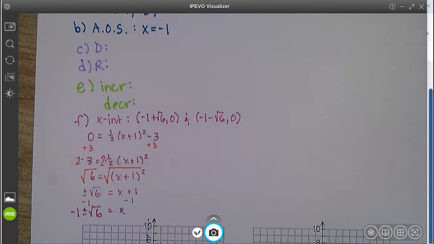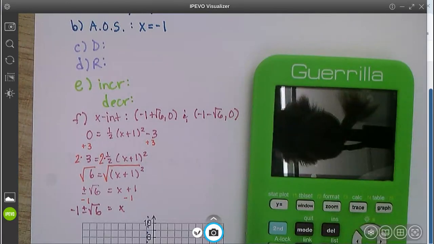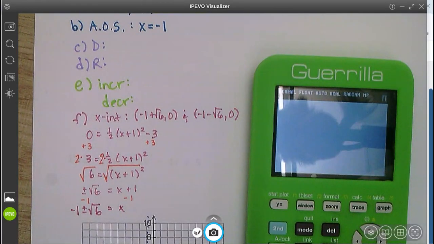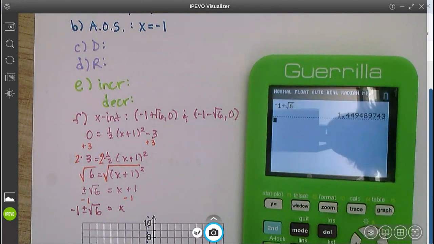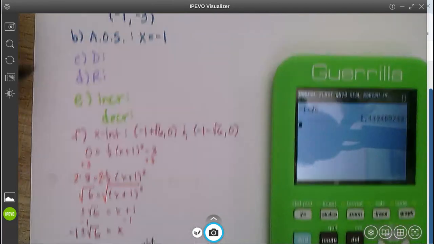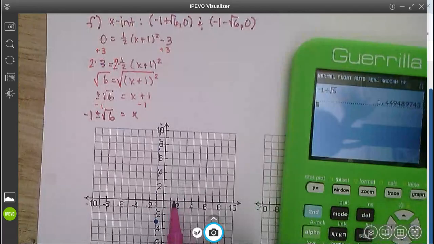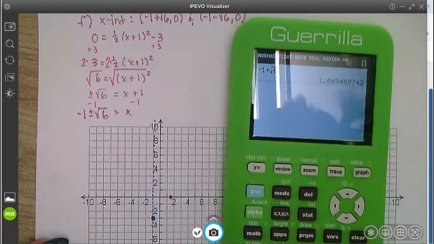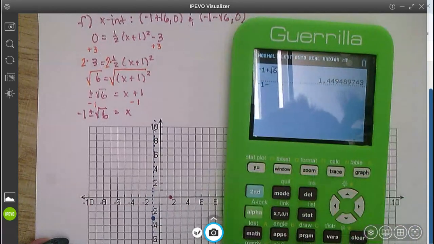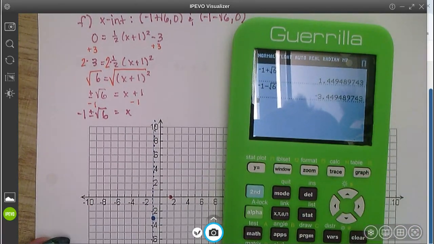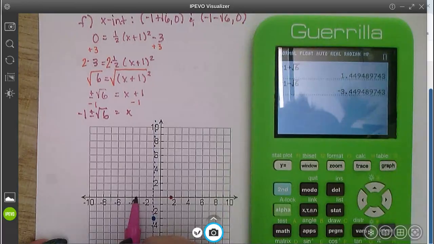In order for me to graph those, I will get decimal approximations. So I got -1 plus the square root of 6 is about 1.45. So I'll put that on my graph at about 1.4. And then -1 minus the square root of 6 is about -3.4. So I'll put that on my graph as well.